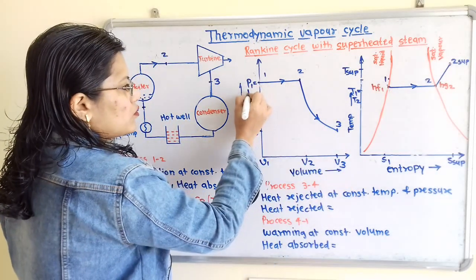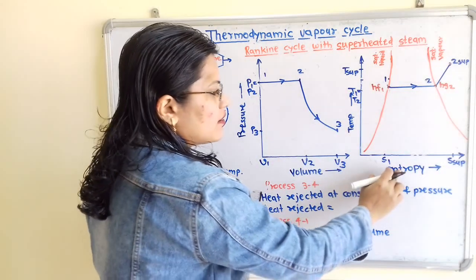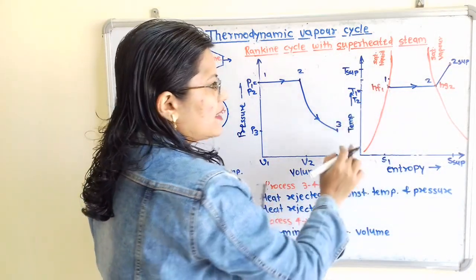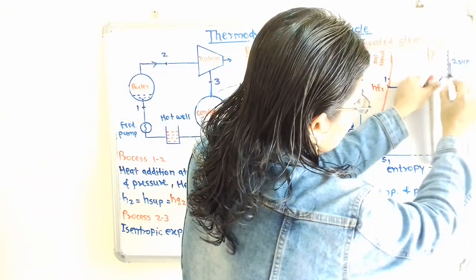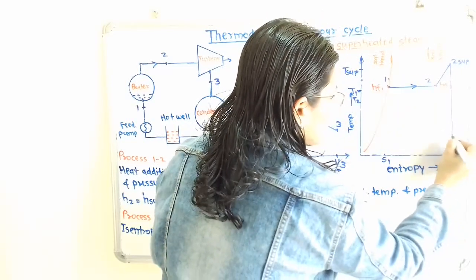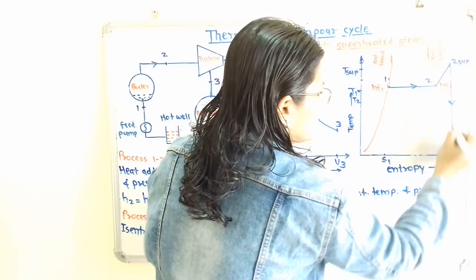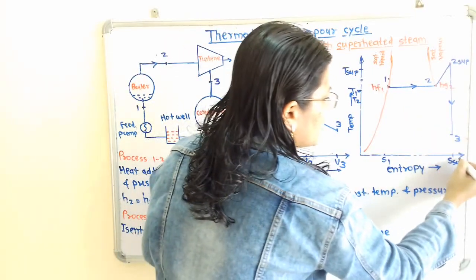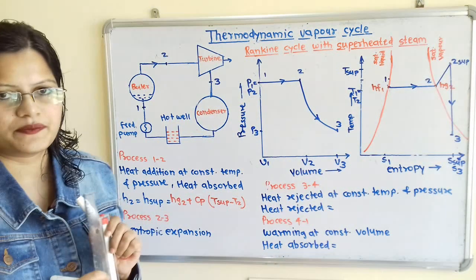So here P1 is equal to P2. We have to take this. Now we have to take entropy constant and a decrease in temperature. So I will show here. So here is the point 3. So S superheated is equal to S3 because entropy will remain constant.